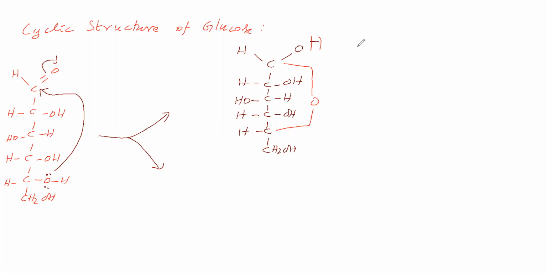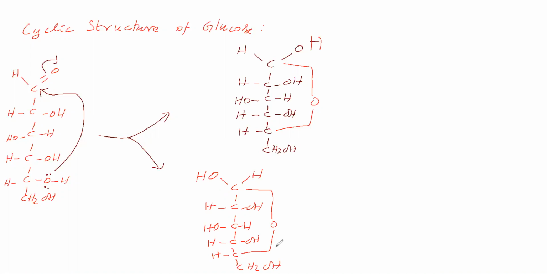Next possibility we'll see. Now, in this case, the OH group is on the right side. Now we will keep the OH group on the left side. Okay, this is the first carbon. Next, the second carbon. Then the third carbon, the fourth carbon, then the fifth carbon. In the fifth carbon we have to give the ether linkage. Then the sixth carbon we have given.